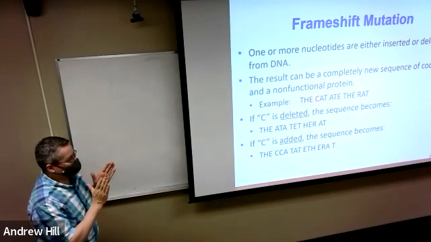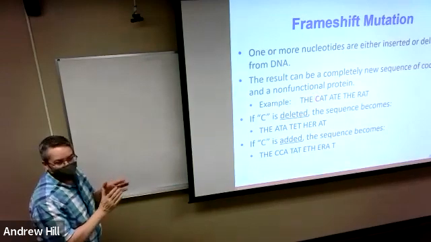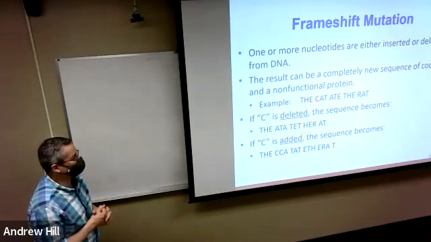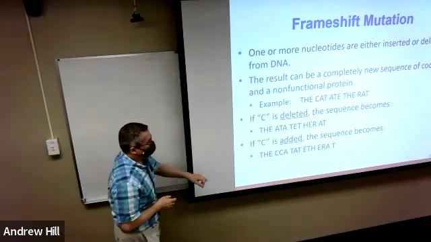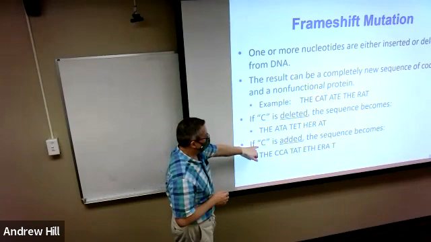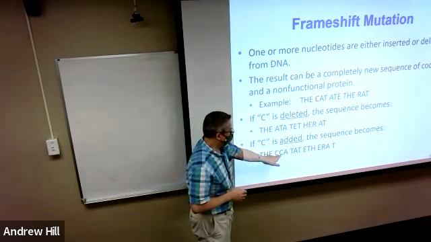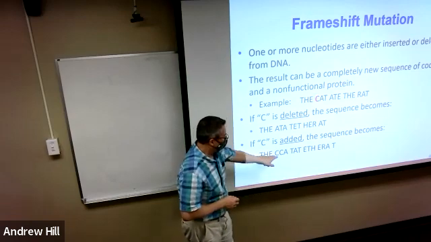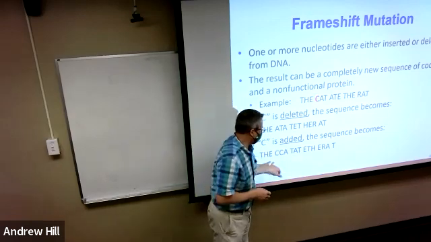But the reading mechanism expects every 3 to be a codon, right? But now it's reading complete nonsense. What if you add a C? So this can also happen, right? So the CCA instead of CAT, you can see how this has now shifted everything. So again, this is complete nonsense.